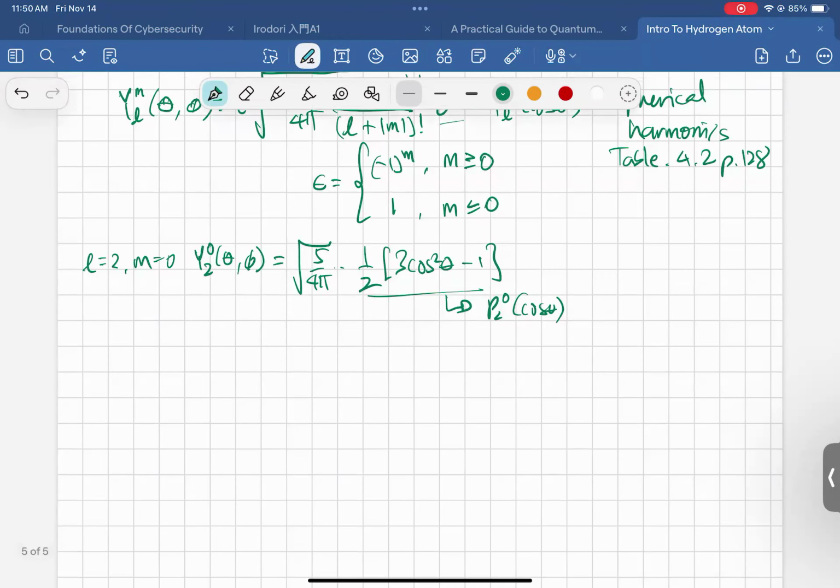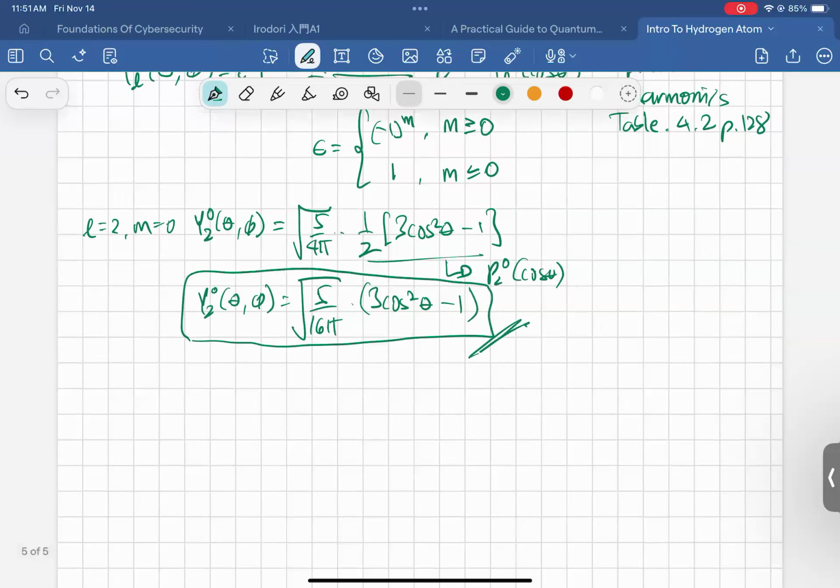Okay, so ang gagawin ko is ipapasok ko itong 2 dun sa loob ng square root. So para mawala lahat ng mga constants na. At least magsama-sama lahat ng mga constants. So I'll get 5 over 16 pi and then square root times 3 cosine squared theta minus 1. Okay, so yan yung spherical harmonics for this state.